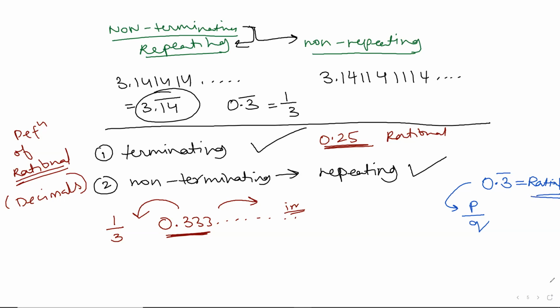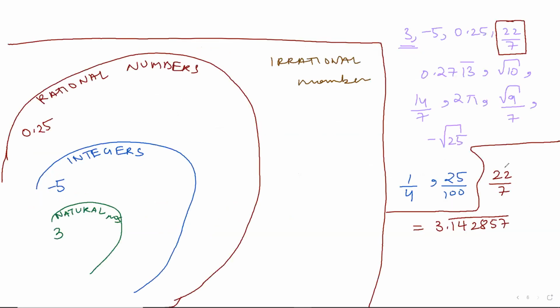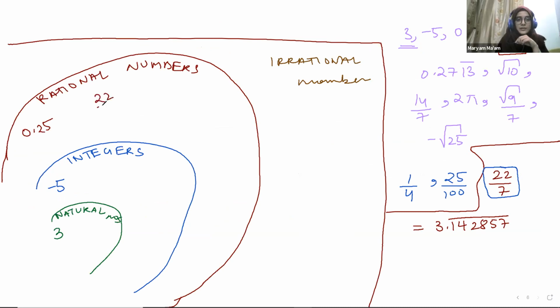Yes, ma'am. Right. So now can you tell me the same thing about 22 by 7? Yes, ma'am. Then it will be a rational number. Right. It is a rational number. So I should write it under rational numbers, 22 by 7.